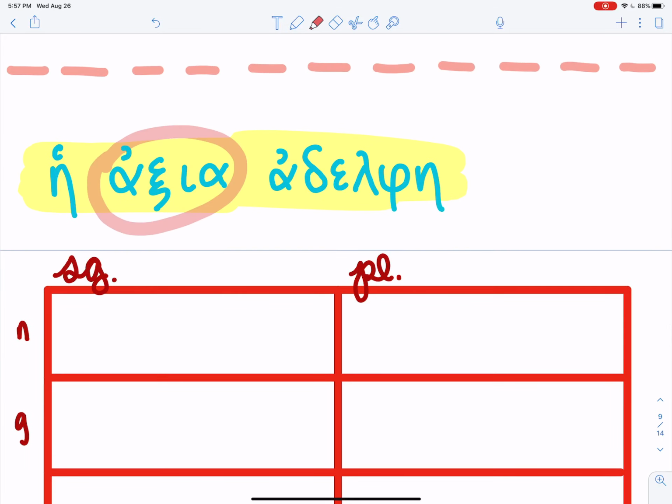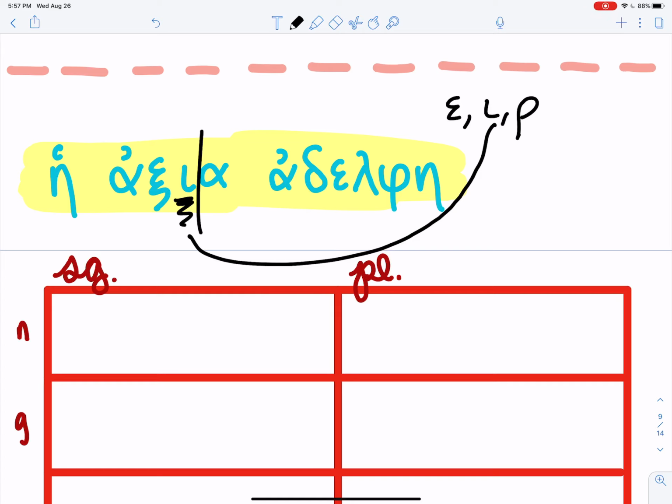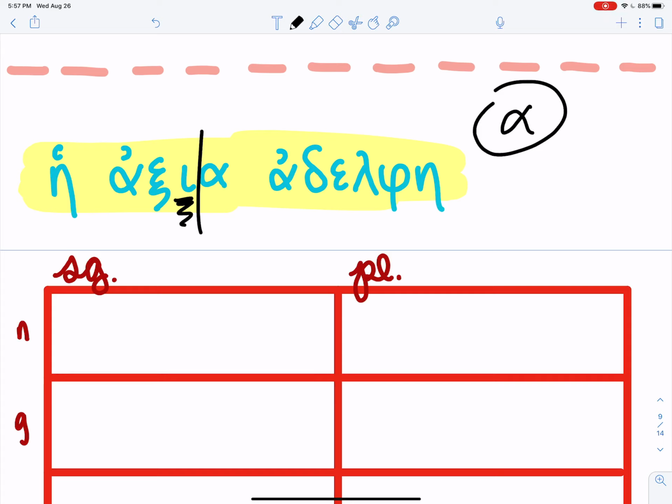Axia ends with what? Or the stem of axia, I should say, ends with what? So remember, to find the stem, we take off that ending, which here we know the nominative singular feminine adjective ending is alpha. So we take off the alpha, and we're left with the stem. We ask ourselves, what does the stem end in? We see the stem ends in an iota. And now we can ask our feminine adjective question. Does the stem end in epsilon, iota, or rho? Well, we just said that the stem ends in iota, right? So the answer to this question is yes. And we'll remember, if you answer that question with yes, you're going to use the alpha-based endings. So axia is an adjective where you would use the alpha-based endings in the feminine.